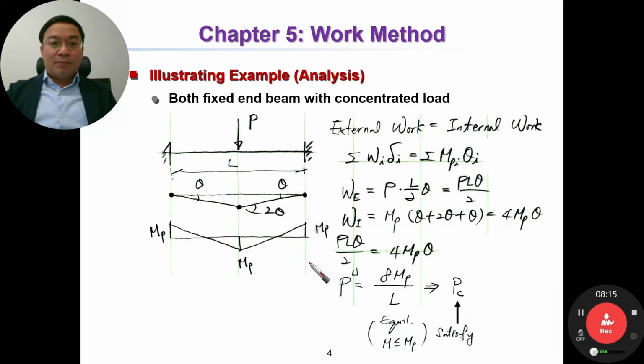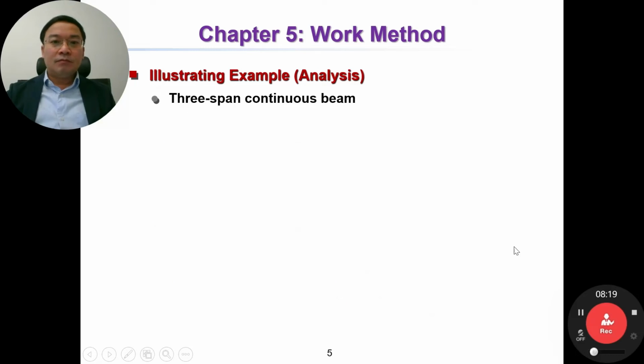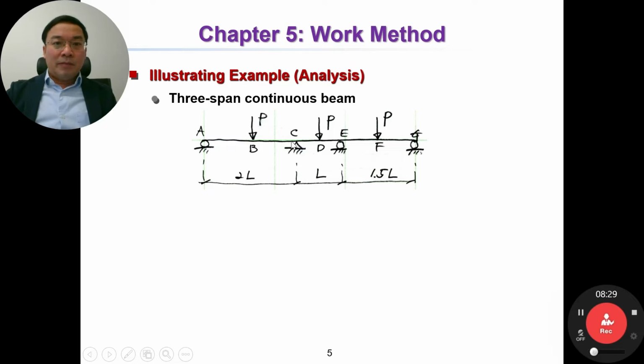Okay, so let's move to another example. Now we are going to consider a three-span continuous beam, as you can see here. The beam has three spans, AC and CE and EG. The length of the first span is 2L, the second, CE, is L, and EG is 1.5 L. The load is at the middle of each span. The value is P and P. So the locations of load are B and D and F.